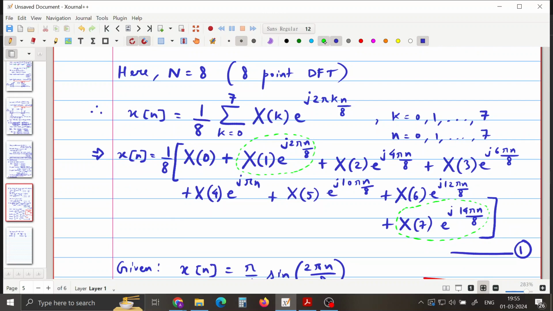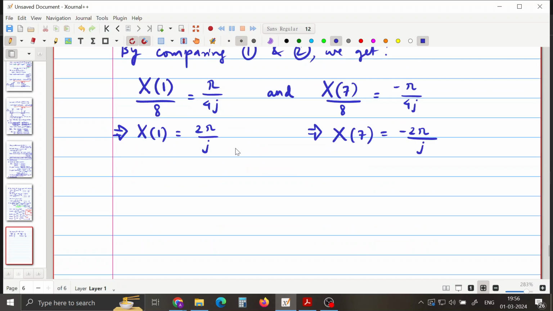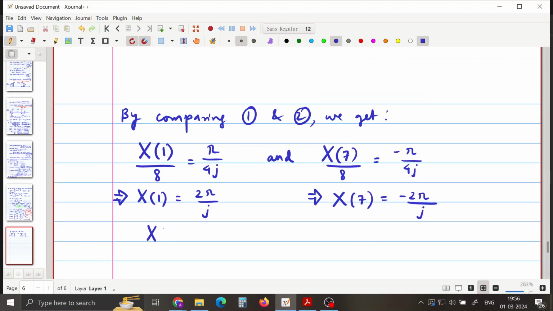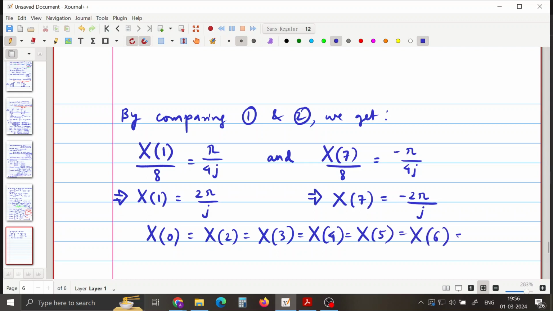Okay, so maybe I'll write it: this and this, these are the two surviving terms. Okay, that is the observation. Now we are done. So for all others, meaning that X of 0, X of 2, X of 3, X of 4, X of 5, X of 6, they are all 0.